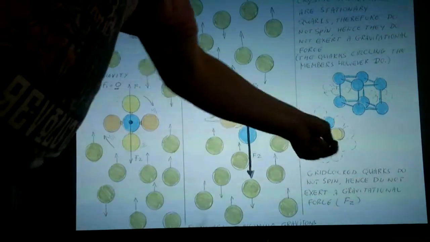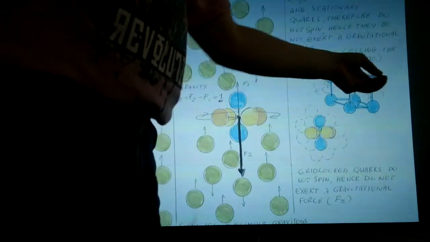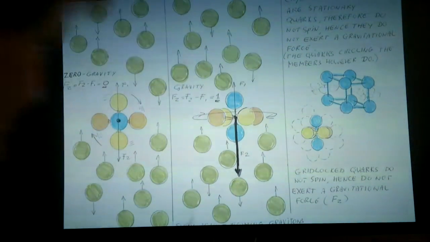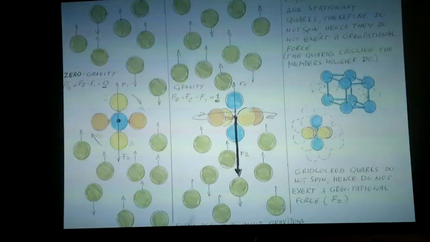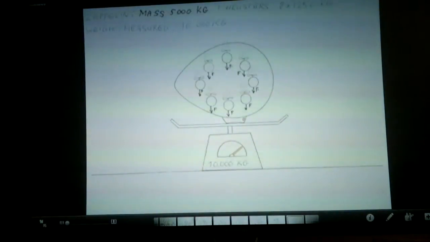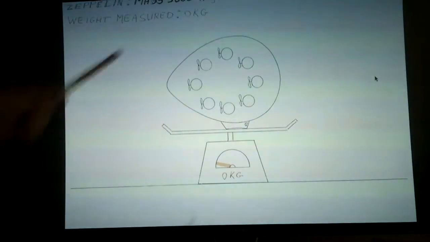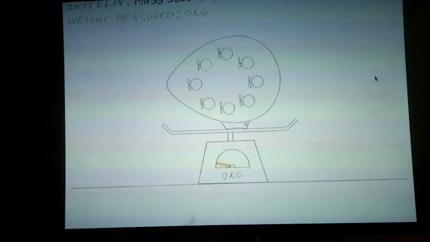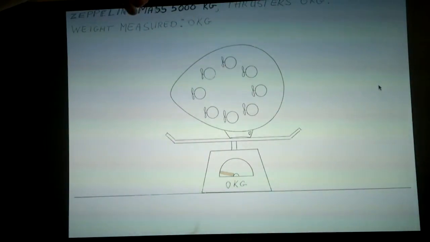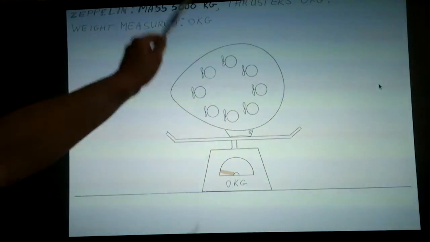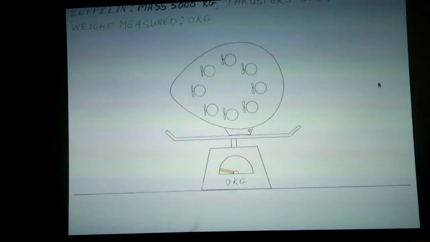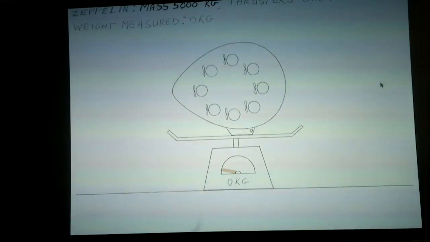And when you have a neutron gridlocked, this is when it's gridlocked, it's the same as these. It cannot turn, and when it cannot turn, it cannot exert a force. And when does this happen? Well, extreme cold, for instance, is one of them. Let me show you. Go back to the first picture of the zeppelin. And this is your superconduction. Still has a mass of 500 kilograms, but it weighs nothing. You can take it up and hold it up and let go, and it will not fall down to Earth because its motors are silenced. And that's exactly the same what happens with superconduction. Thank you.